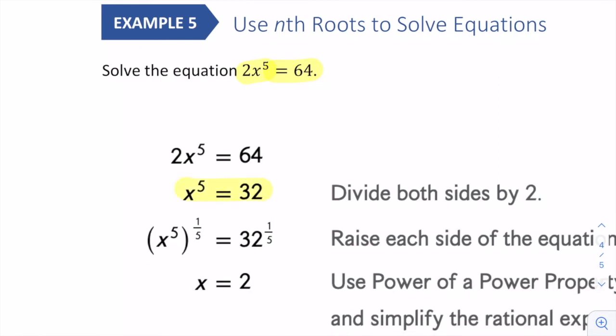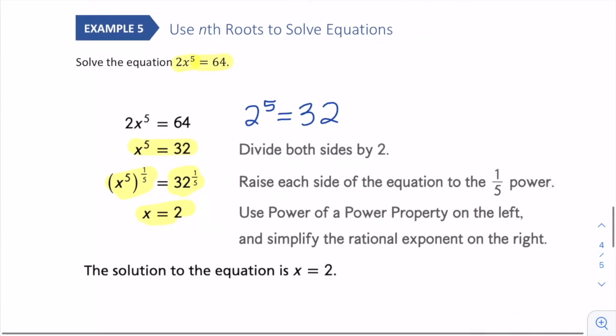And to get rid of the 5th, we know we have to raise this to the 1/5. And 32 raised to the 1/5 is going to be 2, because 2 to the 5th equals 32. So make sure we always isolate the variables before raising that power.